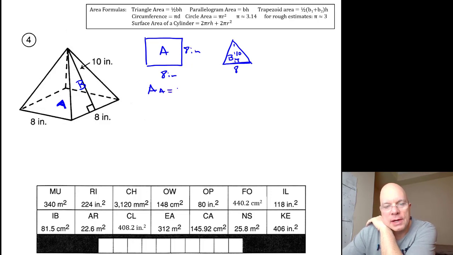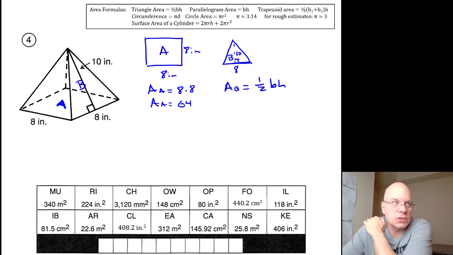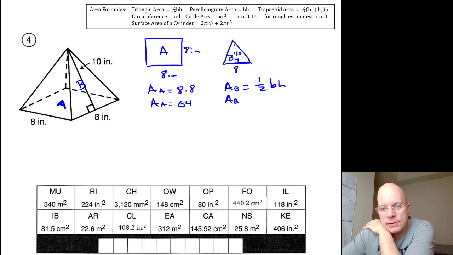The area of face A is 8 times 8, so 64. Now here's where you can get in trouble. The area of face B is not 8 times 10. It's 1/2 base times height. Don't forget to write the formula if it's not a parallelogram. With parallelograms, rectangles, and squares, you're so used to doing just base times height. If you didn't write a formula for that, I would understand. But for a shape that's a triangle, a trapezoid, something other than a parallelogram, you definitely should write the formula first and then substitute in the values. 1/2 multiplied by 8 multiplied by 10, so 4 times 10, or 40.